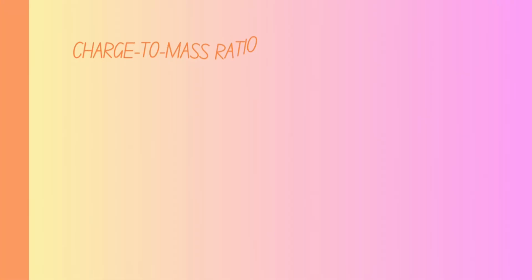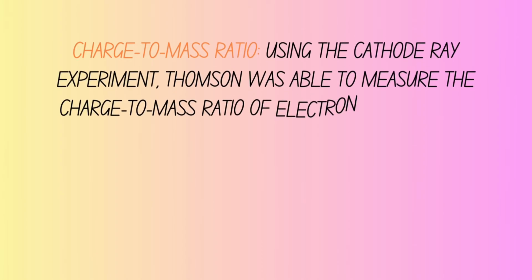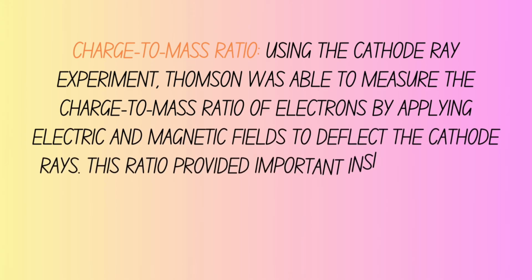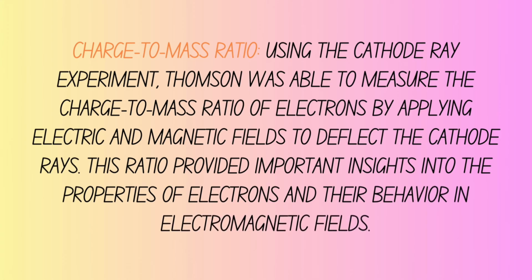Charge-to-mass ratio. Using the cathode ray experiment, Thomson was able to measure the charge-to-mass ratio of electrons by applying electric and magnetic fields to deflect the cathode rays. This ratio provided important insights into the properties of electrons and their behavior in electromagnetic fields.